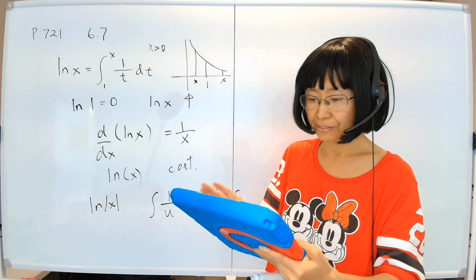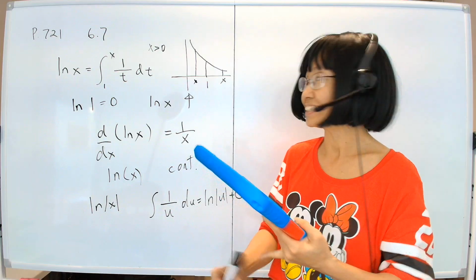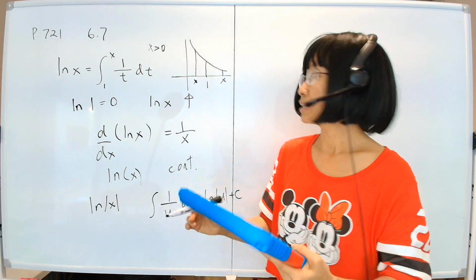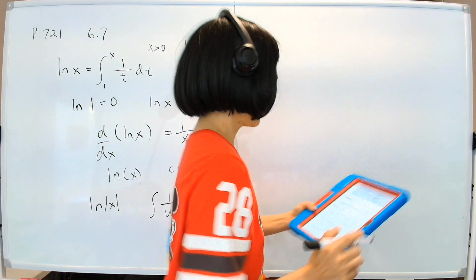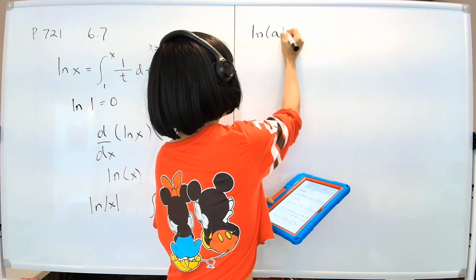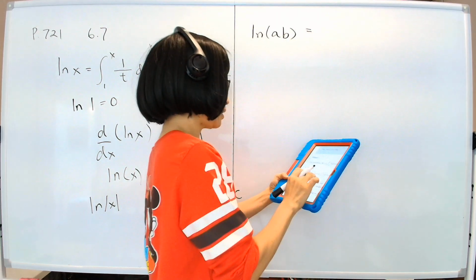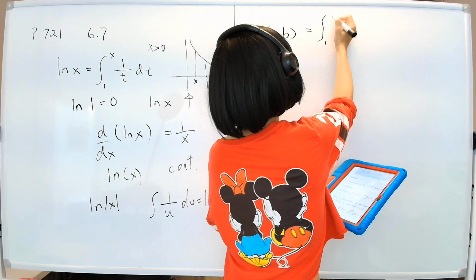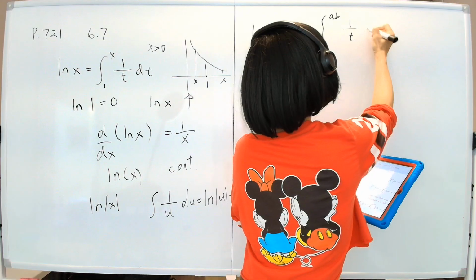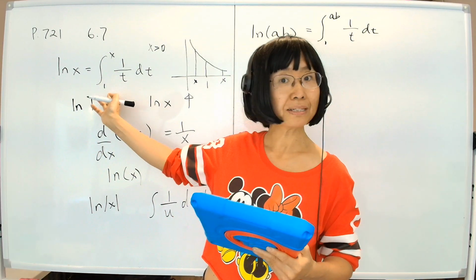Now how is he going to prove it? He will prove it by an interesting, cute little trick. Okay, so here's how his proof goes. He will argue that the natural log of, say, two numbers a times b, which by definition of course equals the integral from 1 to ab of 1 over t dt. So far we are just going directly from the definition.